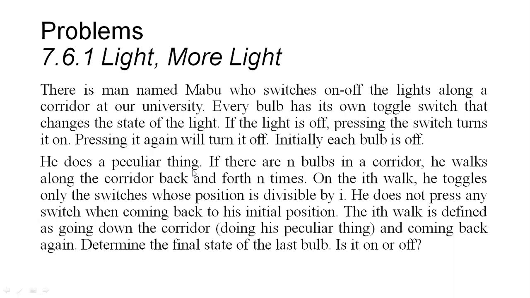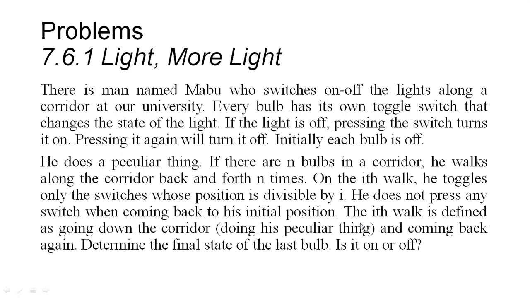So he does not press any switch when coming back to his initial position. While he is going from one side to the other, only at that time he will toggle, but while returning back, he is not toggling any switch. This is the condition. So the ith walk is defined as going down the corridor, doing his particular thing, and coming back again, determining the final state of the last bulb. Is it on or off?